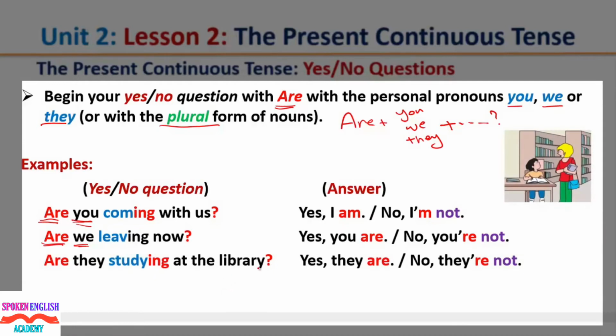Are they studying at the library? Again we start with are because the subject here is they. Are they studying at the library? Yes they are, or no they are not.